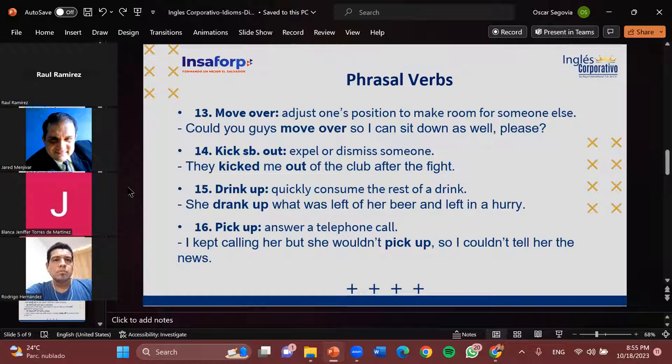So drink up is basically, en inglés se dice más eso, ¿verdad? El drink up, drink up. Lo que en español sería un fondo, fondo, fondo. So it's basically the same thing.